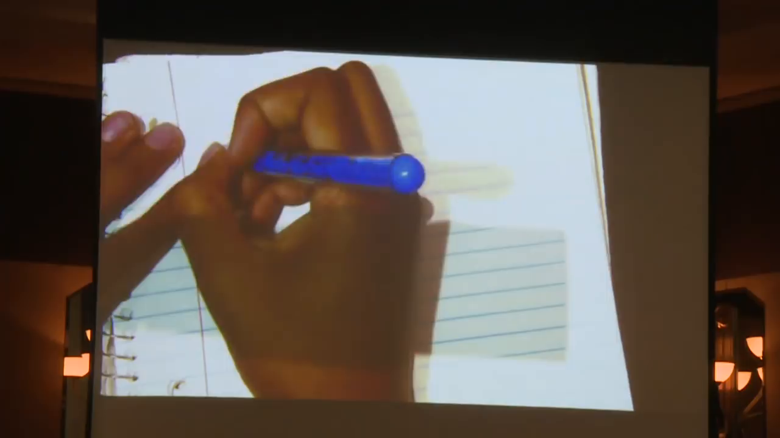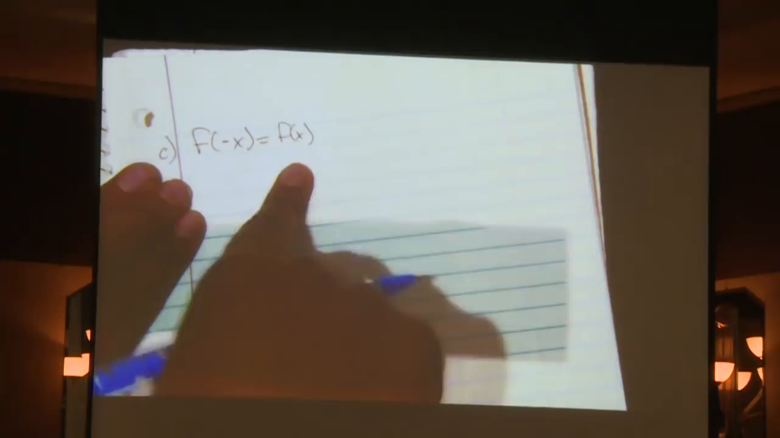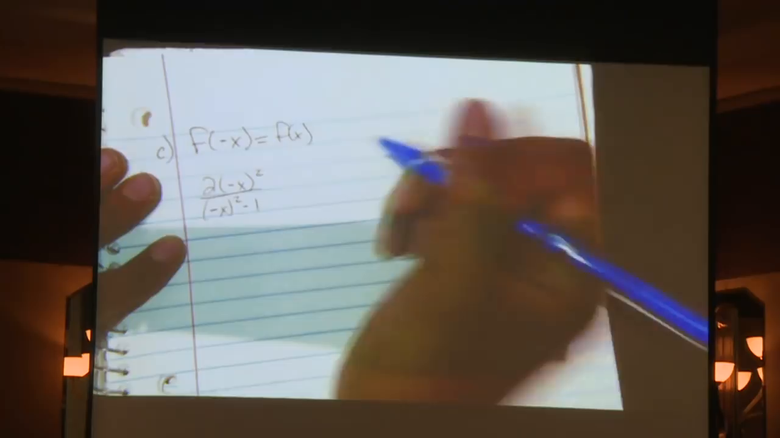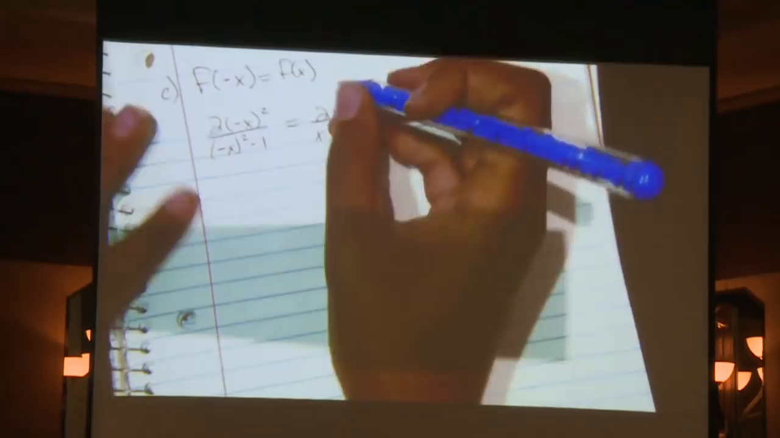verify that my function is even. So when my function is even, basically this is what it needs to look like. My f of negative x needs to equal my f of positive x. So I just go in and plug that in. So 2 of negative x squared over negative x squared minus 1, did I write that right? Yep. Equals 2 of x squared over x squared minus 1. So if those don't equal each other, then it's odd. But let's go ahead and work it out.